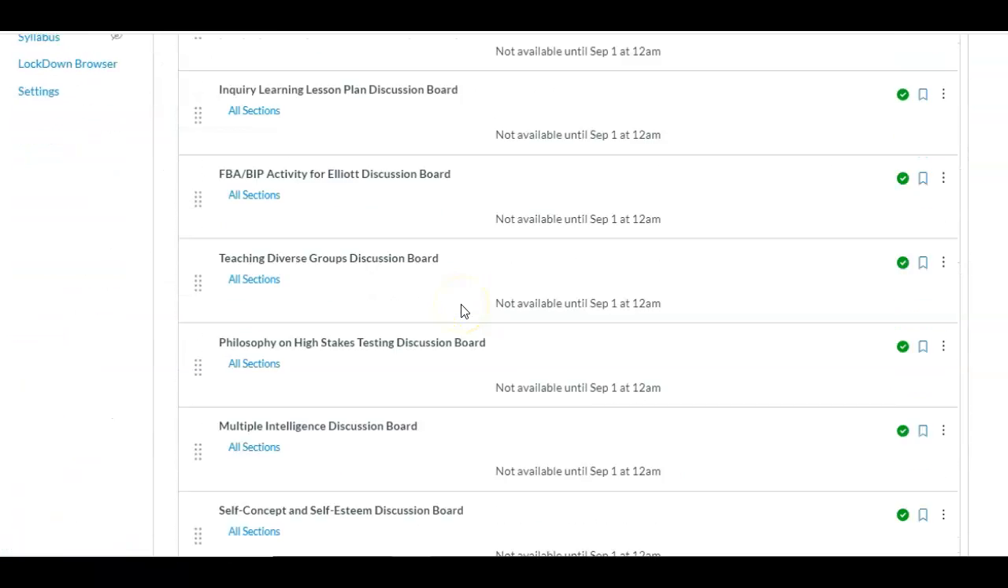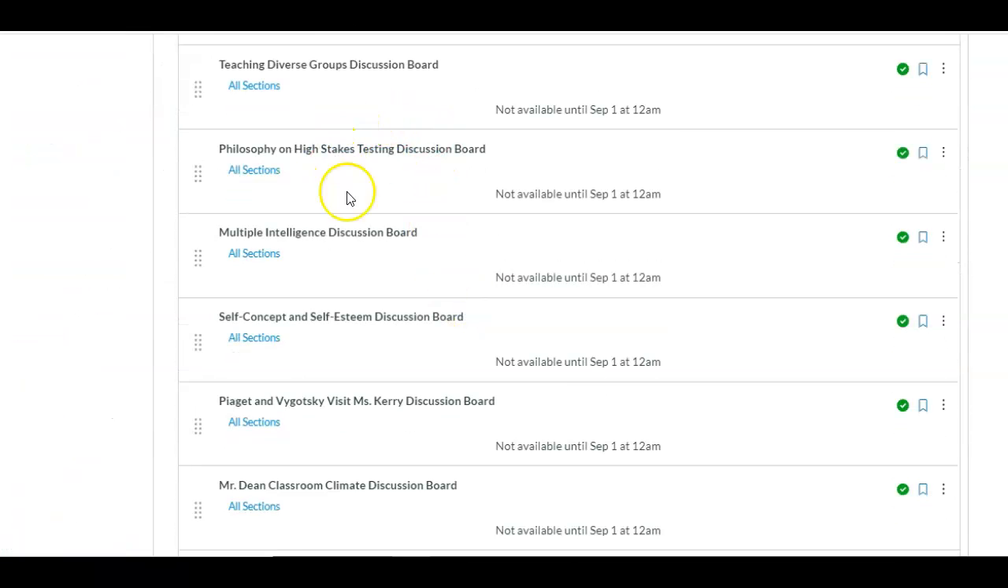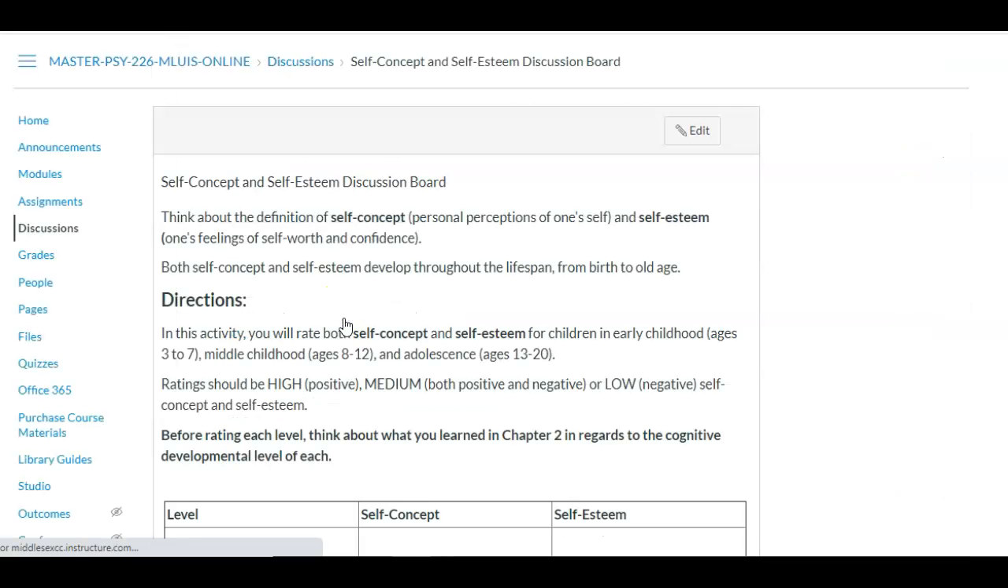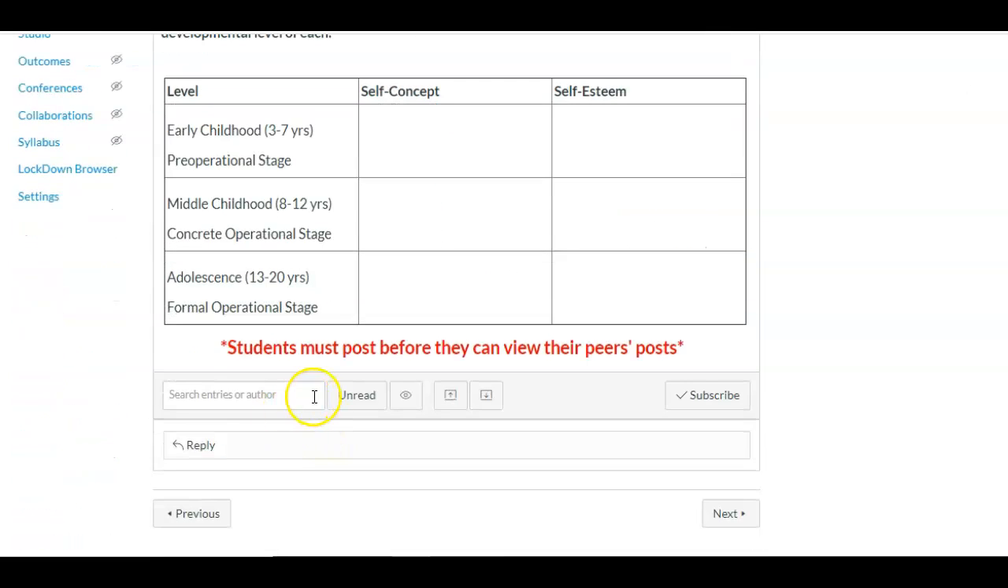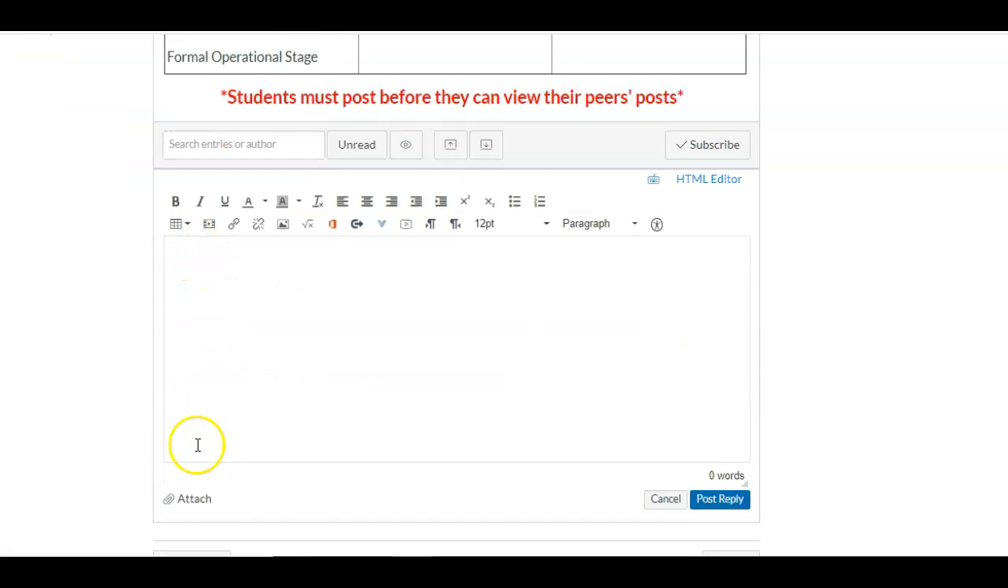They're all here in discussion boards. With discussion boards, as mentioned, I'm just going to open up one randomly. You'll have your directions here about what you're supposed to do, and then you just click reply right here, and that's going to allow you to write your answer in. And then you have to post first before you can see anybody else's post. That's important because I want to read what you're thinking first, not what you think after you've read other people's stuff.